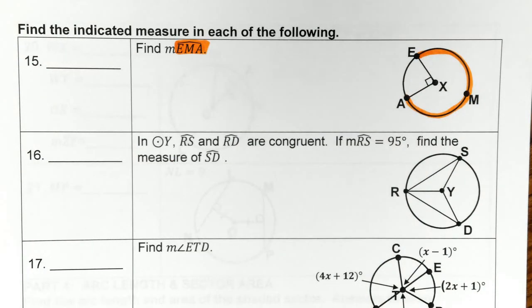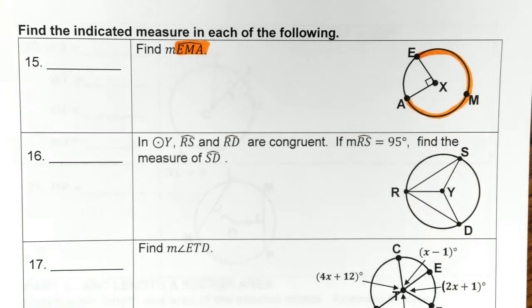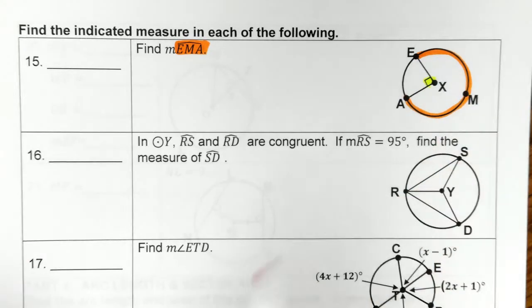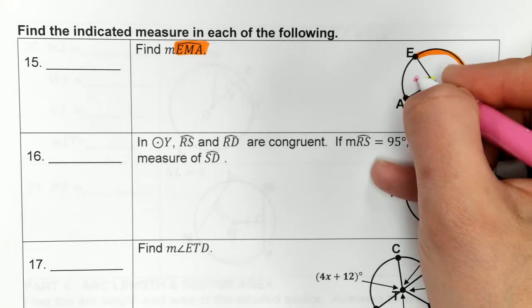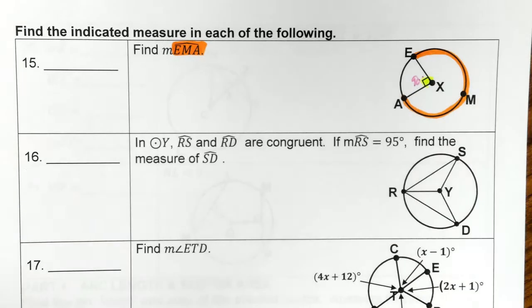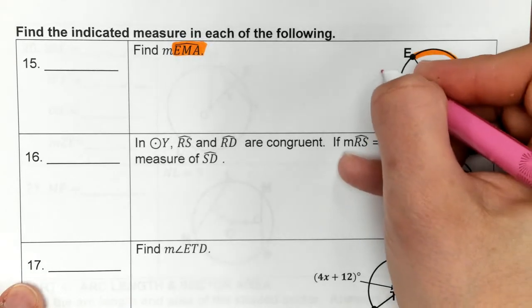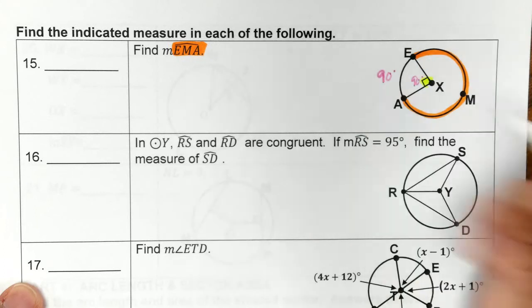So this brings in our central angle. We notice that the measurement of angle EXA has that 90-degree right angle, so we know this is 90 degrees. It is a central angle because the angle is in the dead center of the circle. That vertex is the center point. Then we know that the arc is also going to be 90 degrees.